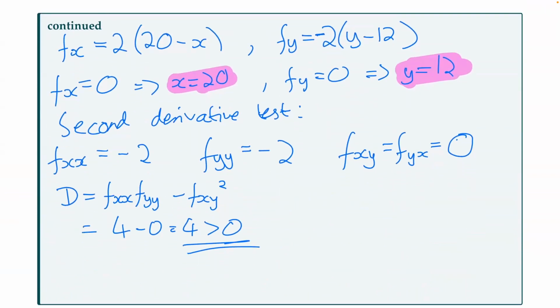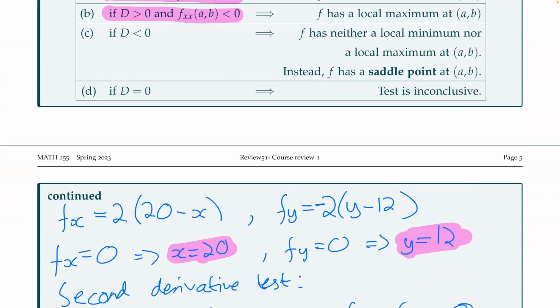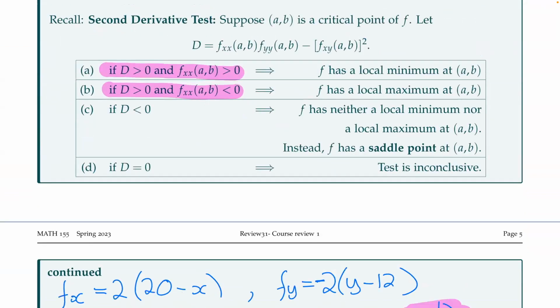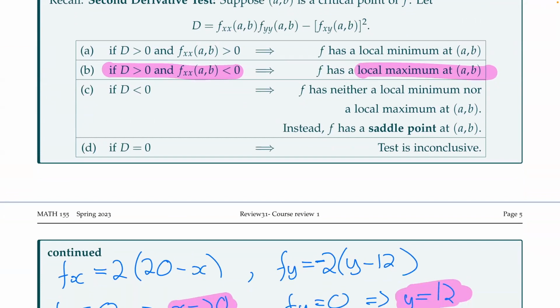Two seconds and I'll get to you. My f sub xx is negative here. So that means I am in this case B, so I have a local maximum. So you had a question.